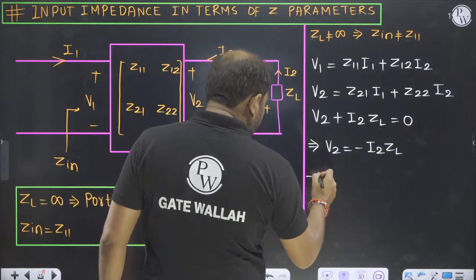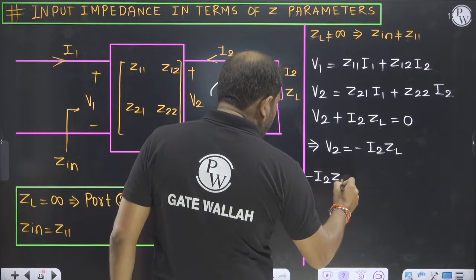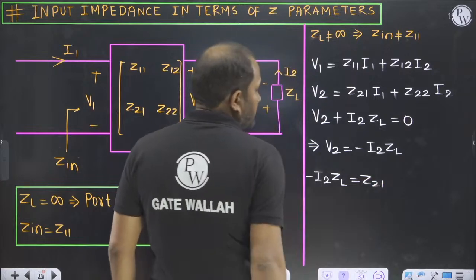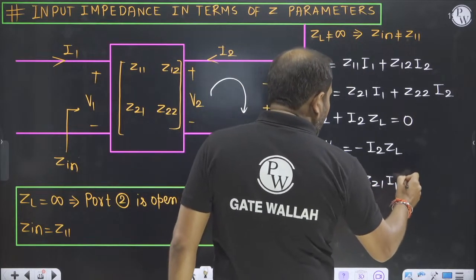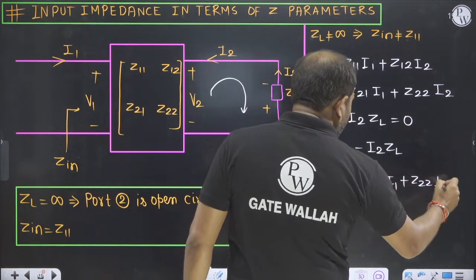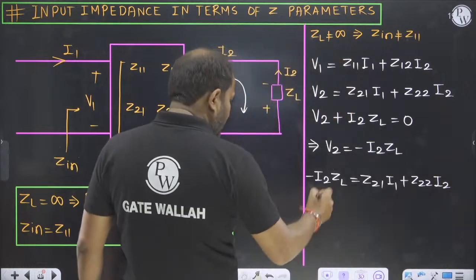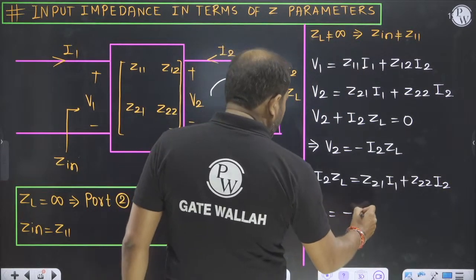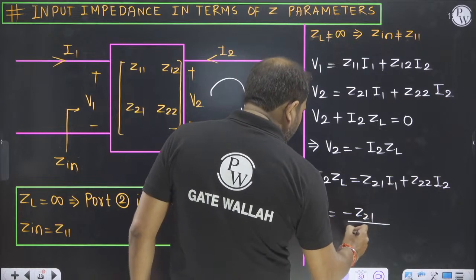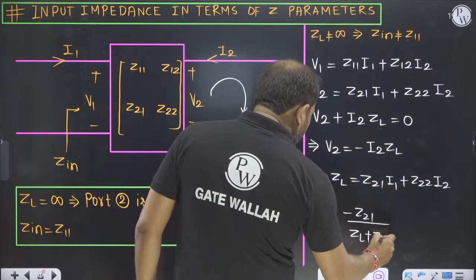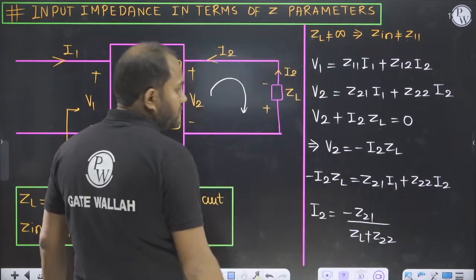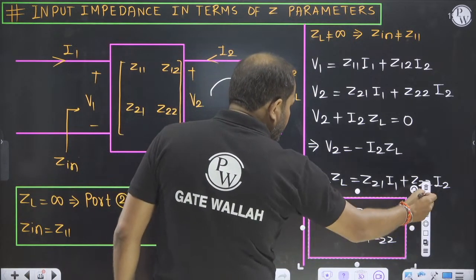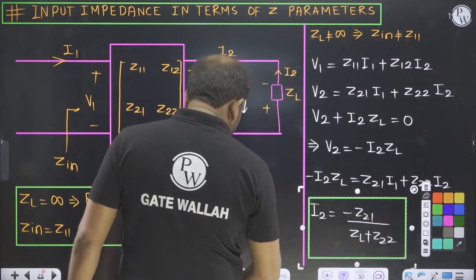What will happen? I2 ZL is equal to Z21 I1 plus Z22 I2. Then I will find out I2 in terms of I1. I2 in terms of I1 is minus Z21 divided by ZL plus Z22. So this is I2 in terms of I1.